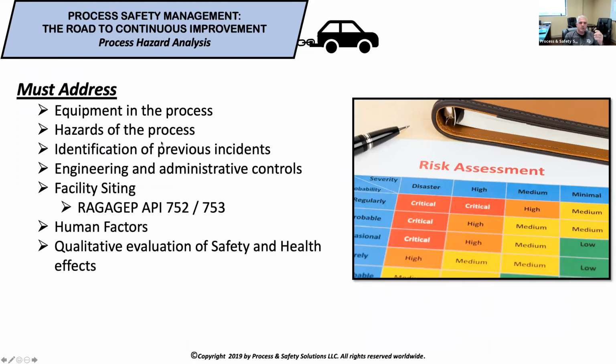Of course, the PHA must address equipment in the process, hazards of the process, identify any previous incidents, and then look at engineering and administrative controls. We talked about facility siting, and there's some good consensus standards to look at. RAGAGEP is API 752, 753. Must look at human factors, and then you must do at least a qualitative evaluation of safety and health effects. That's the minimum requirements.